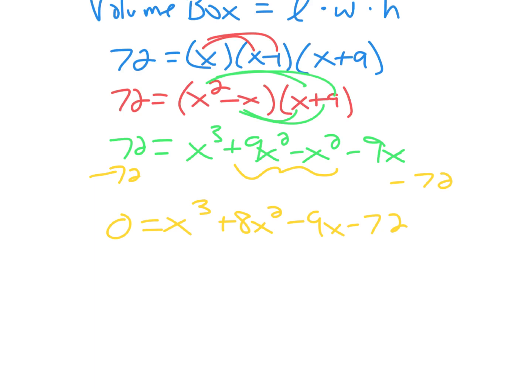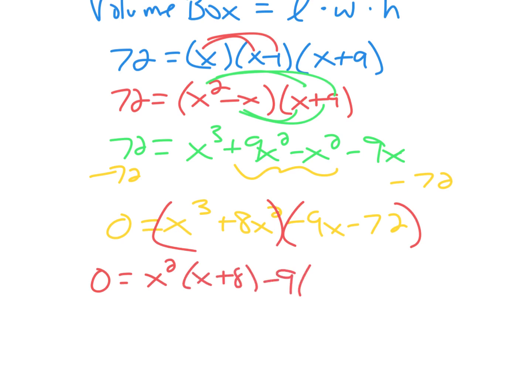And now we can factor this, and we can use grouping. So we're going to factor. We have 4 terms. There's no common factor of all that. We check that first. There's no common factor. So we're going to have 0 equals x squared times x plus 8. Then we're going to factor out a negative 9 and x plus 8. And so we're going to have x squared minus 9 and x plus 8 equals 0.